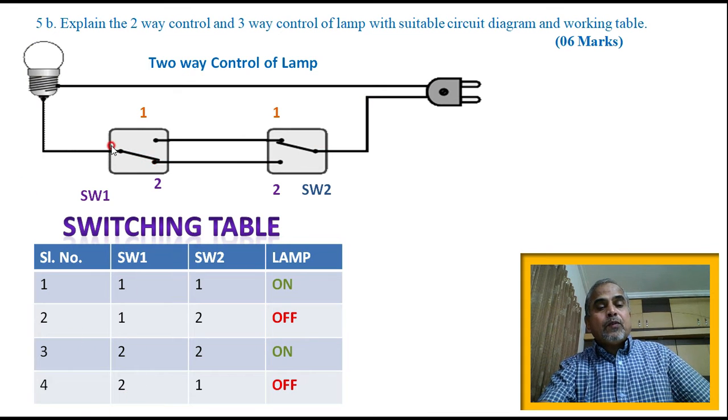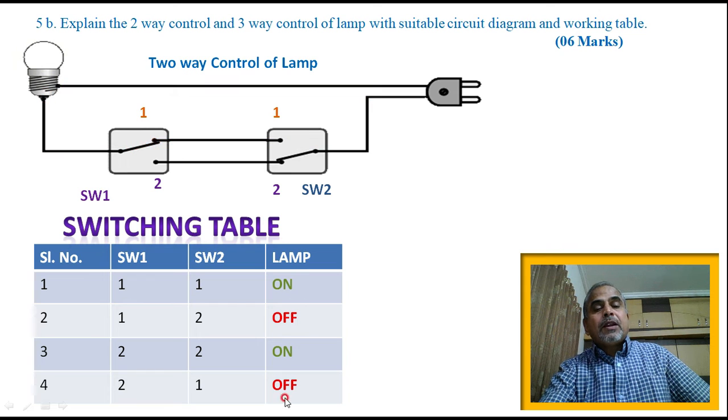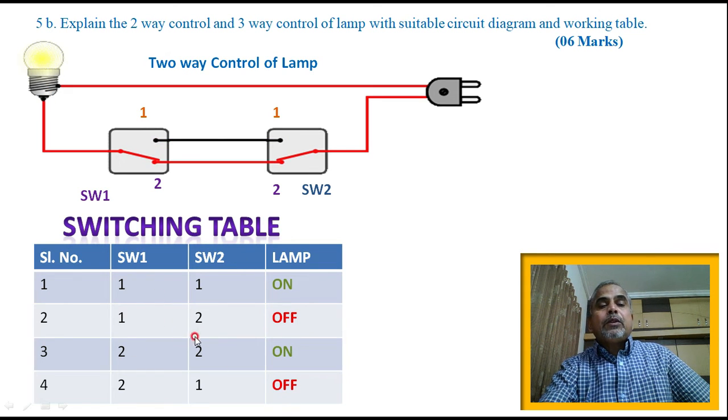Then when it is 1 and 2, there is no connection, so the bulb will not glow. In the third position, both are at 2, 2, and the bulb will glow, that is on. Then the fourth combination is the first one at 2 and the second one at 1, therefore the bulb is off. This is how we have to explain the two-way control of a lamp.